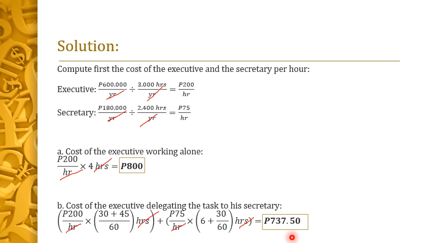So that is the cost for each method. Suppose we are asked which method should we choose? So obviously we will choose the second method. Understood?